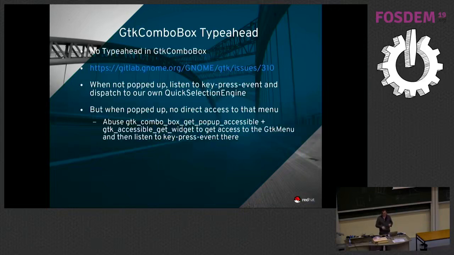You couldn't do that with the GTK one, but people wanted to, and you don't actually have direct access to the GTK menu from the GTK combo box. You're not supposed to care about that, but there is an accessibility API there, gtk_combo_box_get_popup_accessible. Once you have that, you can cheat and get the accessible's widget from that, and that gives you the GTK menu that you're not supposed to have access to, but you can get access to it, and then you can install all the stuff you want. So that works perfectly fine, but it's potentially fragile in the future.